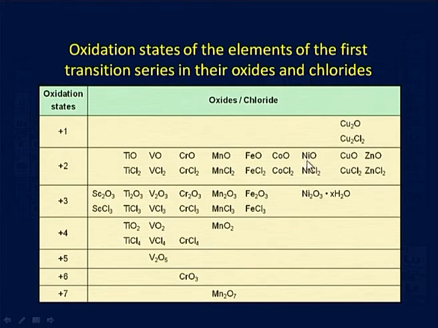Nickel can have +2 oxidation state as well as +3. The +3 nickel oxide, hydrated nickel oxide, has the composition Ni2O3. Vanadium can possess various oxidation states ranging from +2 to +5 in its chlorides and oxides. The same is true of chromium and manganese. They also possess variable oxidation states. Worth mentioning is the permanganate ion, Mn2O7, having +7 oxidation state.